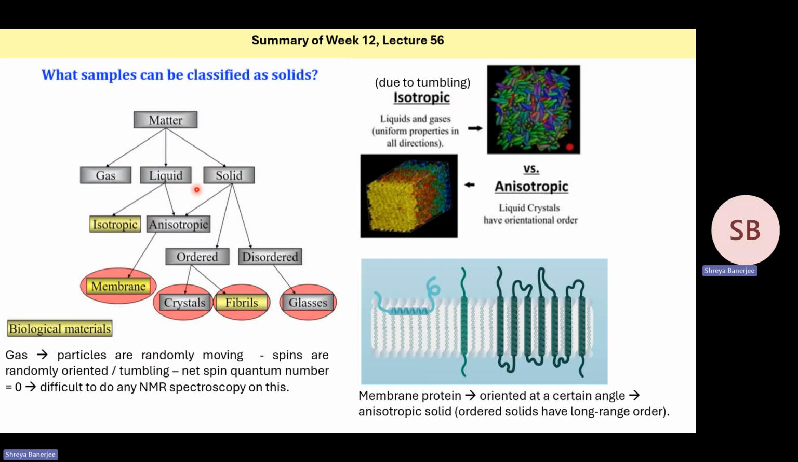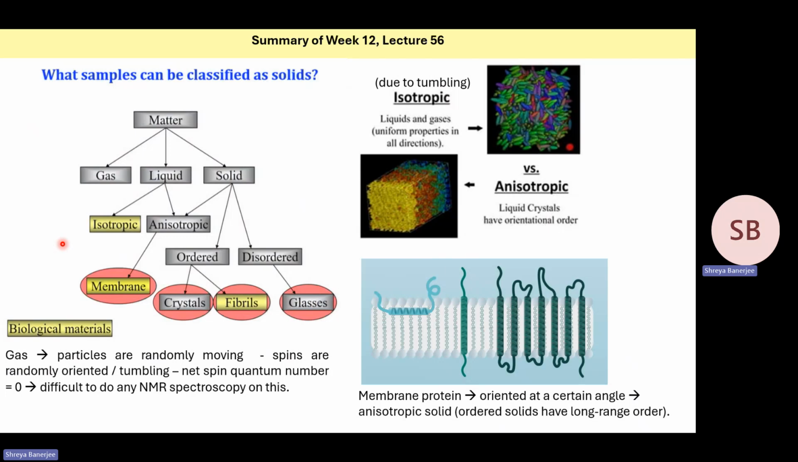And gas we don't look at in NMR at all, because in gas the particles are randomly moving. So the spins are completely randomly oriented due to the fast tumbling of the gas molecules. That makes the net spin quantum number 0, and it is not possible to do any NMR spectroscopy using gas. So gas is studied by other methods which are not covered in this course.